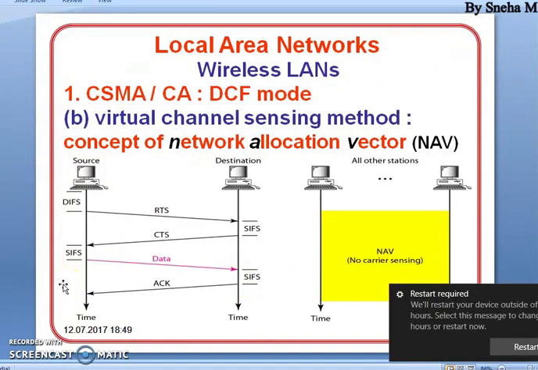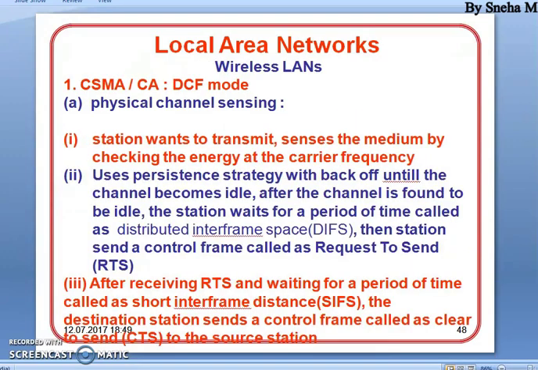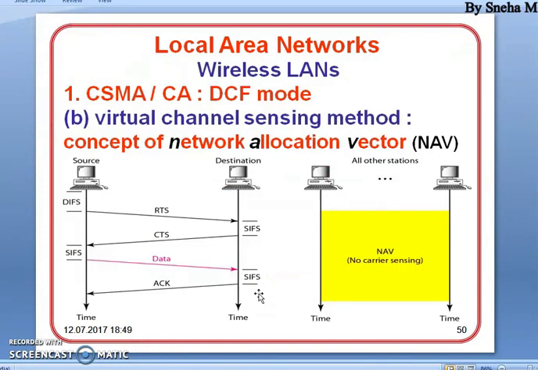This is how, in the physical channel sensing method, the data is sent and received, and how the control frames are sent and received before sending the data to avoid the collision, so that the data is not lost. In the next presentation, we are going to see how the virtual channel sensing method is used to avoid the collision.